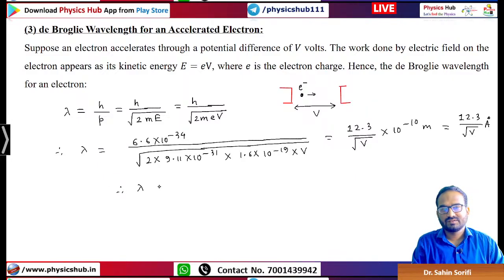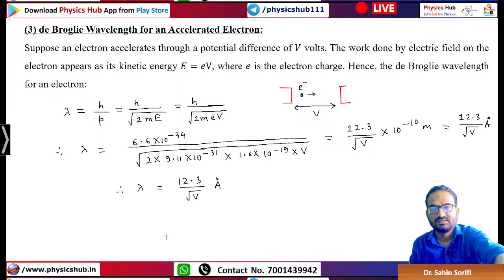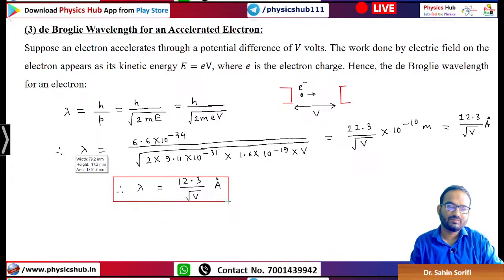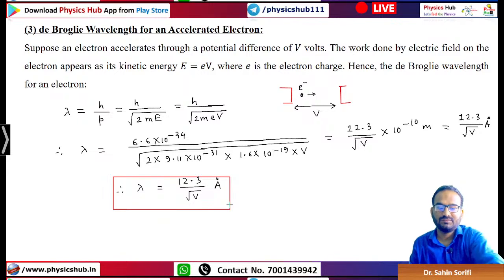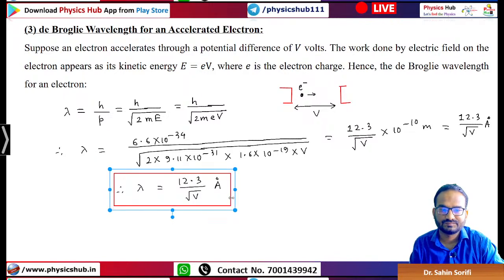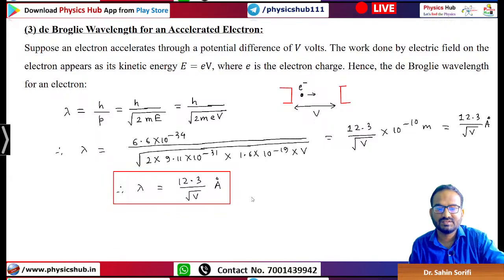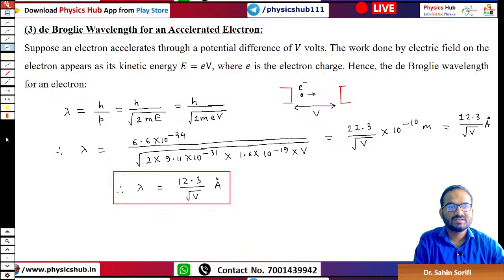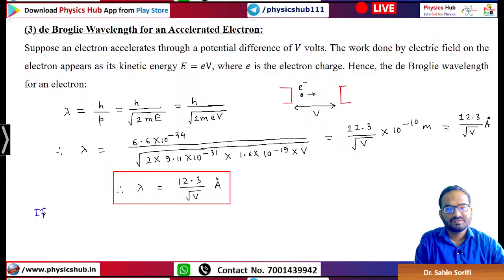So this formula you can remember, 12.3 by square root of V angstrom. If you accelerate an electron under a potential difference of V, then you will get this kind of direct result. Here V is variable. If I take V equal to 100 volts, then what will be the value of lambda? Lambda will be 1.23 angstrom.